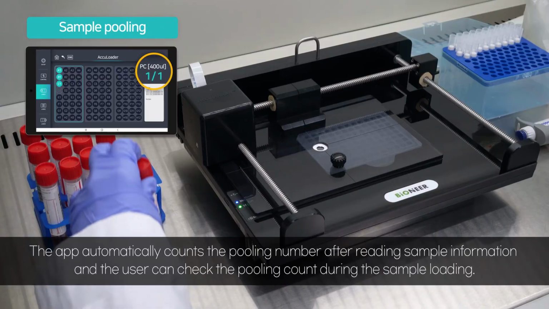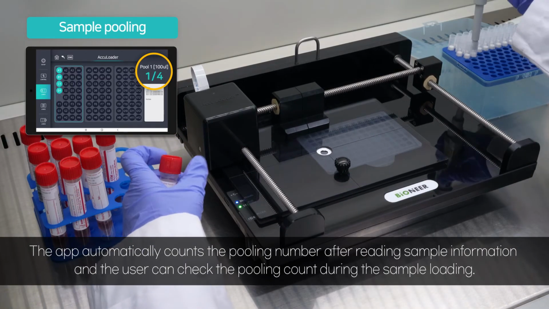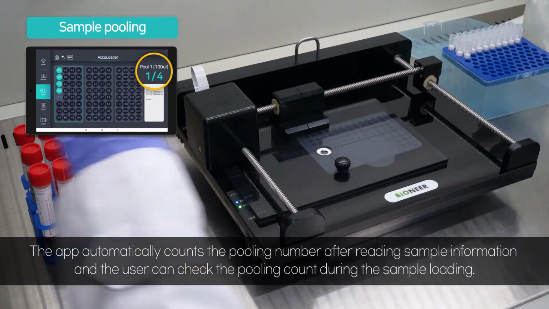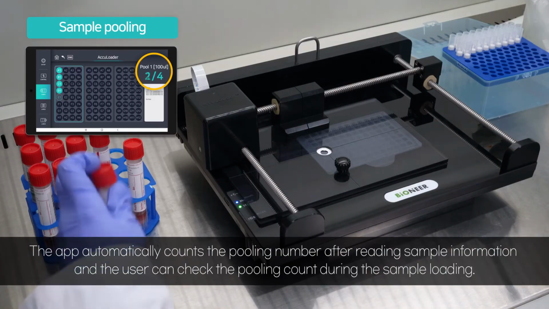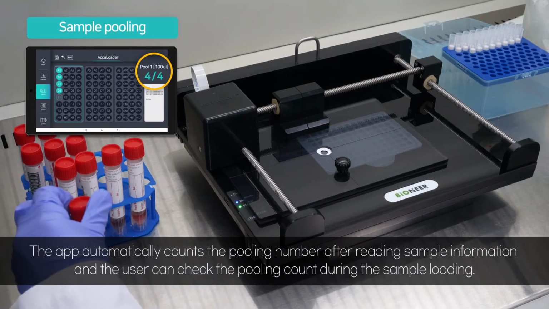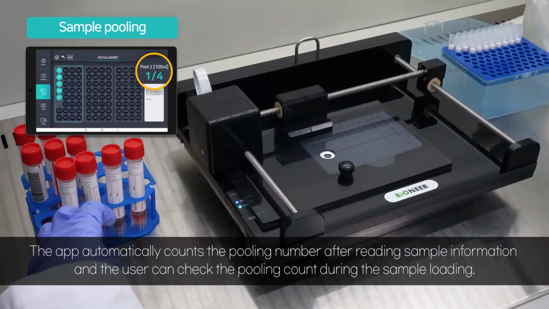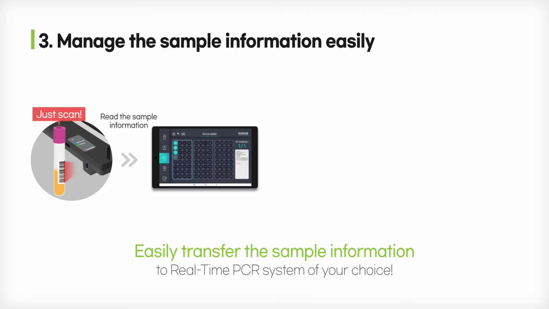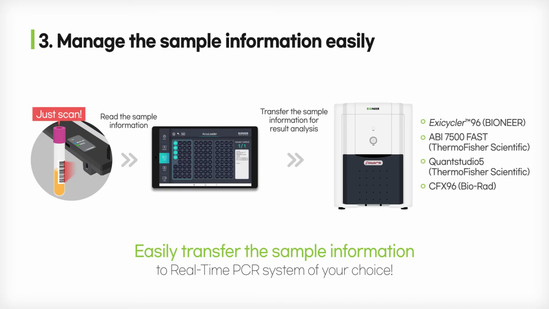When pooling the multiple samples in one well, scan the barcode so that the app can automatically count the samples for pooling. Users can easily check the number in the app. Users can easily manage the sample information. Simply scan the barcode on the sample tube so that the app can save the information. The information can be transferred to a real-time PCR instrument.